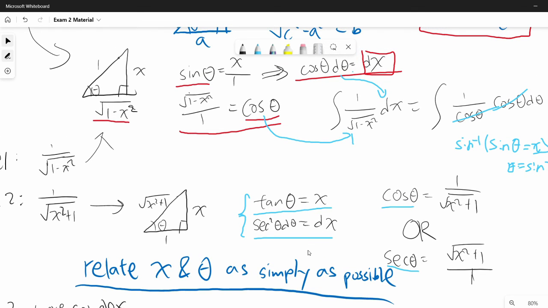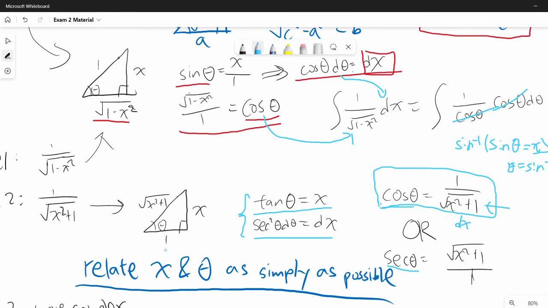But generally, you want to relate x to theta as simply as possible. You don't want to use this to relate x and theta. That's for the square root, to substitute the square root. But if you're using that to calculate dx, that's what we mean by relating x and theta. Calculating a derivative of this is really cumbersome. It's a 1 over a square root, and that's not very nice to find. So find the simplest one.